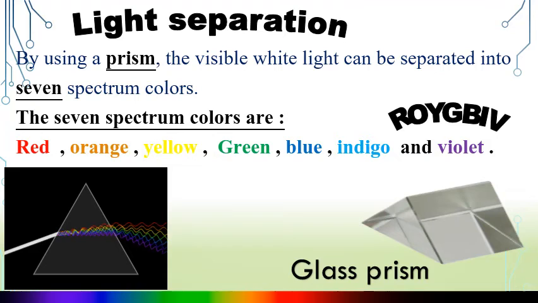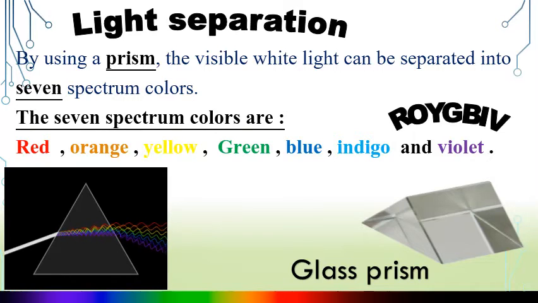It's easy. Just remember this password. Roy G. Biv. Again, Roy G. Biv. If you memorize this password, you can remember the 7 spectrum colors in the order. So, in this password, Roy G. Biv, R here refers to red, O orange, Y yellow, G green, B blue, I indigo, and V violet.